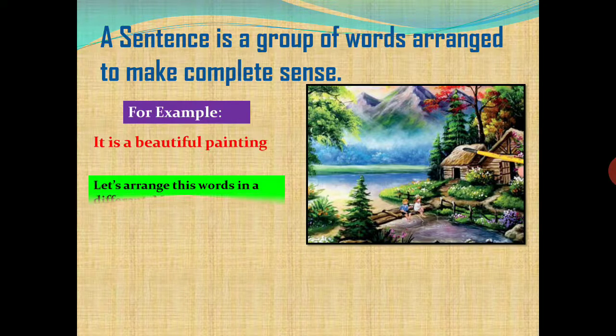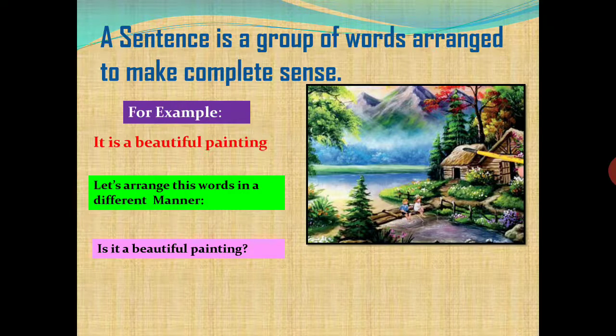But let us rearrange the words in a different manner with regard to this painting. "Is it a beautiful painting?" Now, in this sentence, I am asking a question. But students, please remember, while asking a question in this sentence, I have used a question mark. That is, I am asking a question to you. "Is it a beautiful painting?"